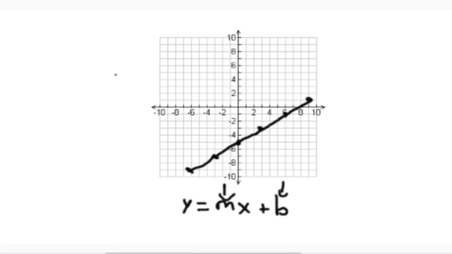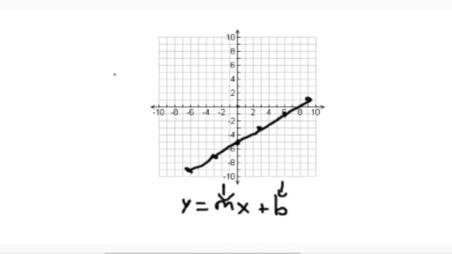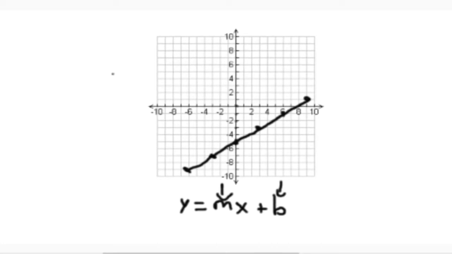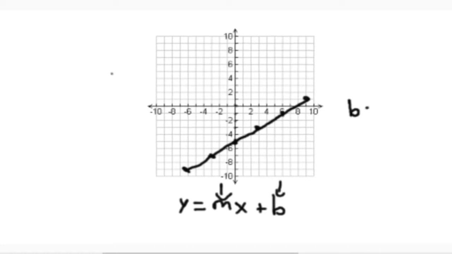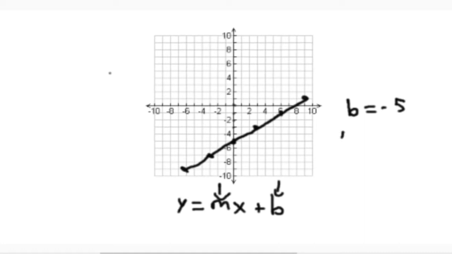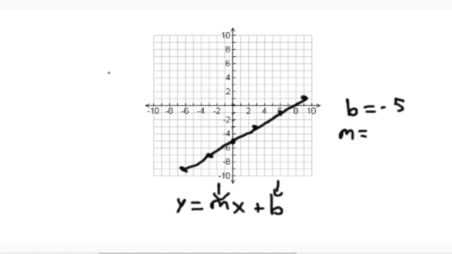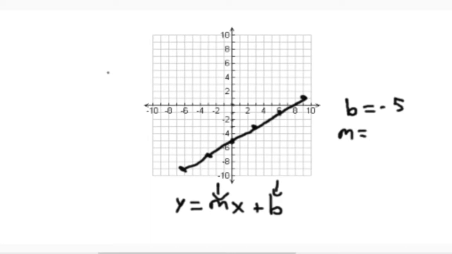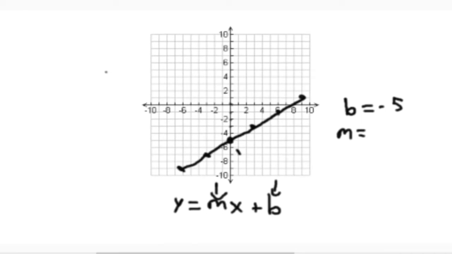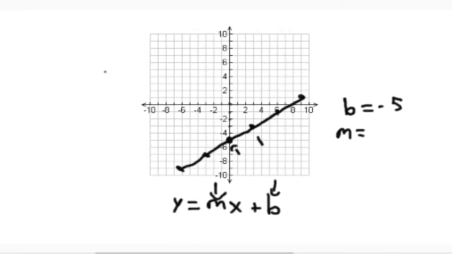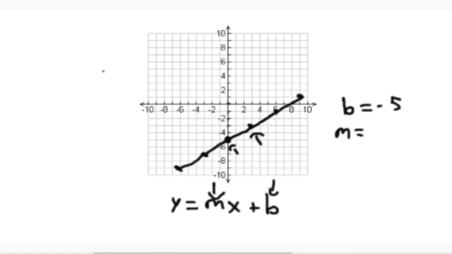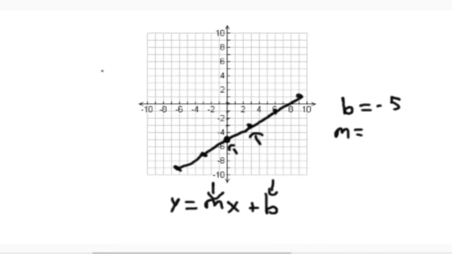So if we look at the y-axis, it crosses the y-axis at 1, negative 1, negative 2, negative 3, negative 4, negative 5. So we know our b is going to be equal to negative 5. And to figure out our m, we just need to figure out what is the rise over run. So the first thing you have to do is identify 2 points on the graph. So let's look at this point and this point. And you could pick any 2 points you want, just make sure there's 2 points on the same graph.